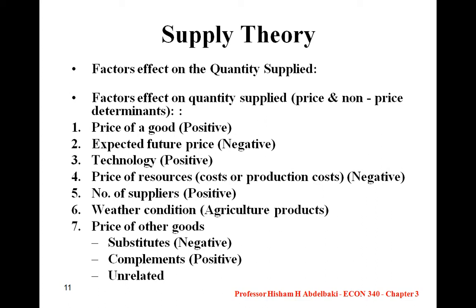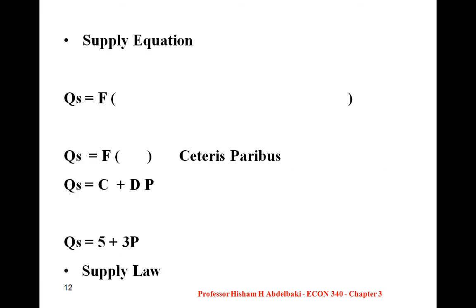But supply theory focuses on the relationship between the price of a good and its quantity supplied, assuming the other factors are constant. So we will study the relationship between the price of a good and its quantity supplied, assuming factors number 2, 3, 4, 5, 6, and 7, substitutes and complements, are constant, remain the same, unchanged. We will study this by using an equation.